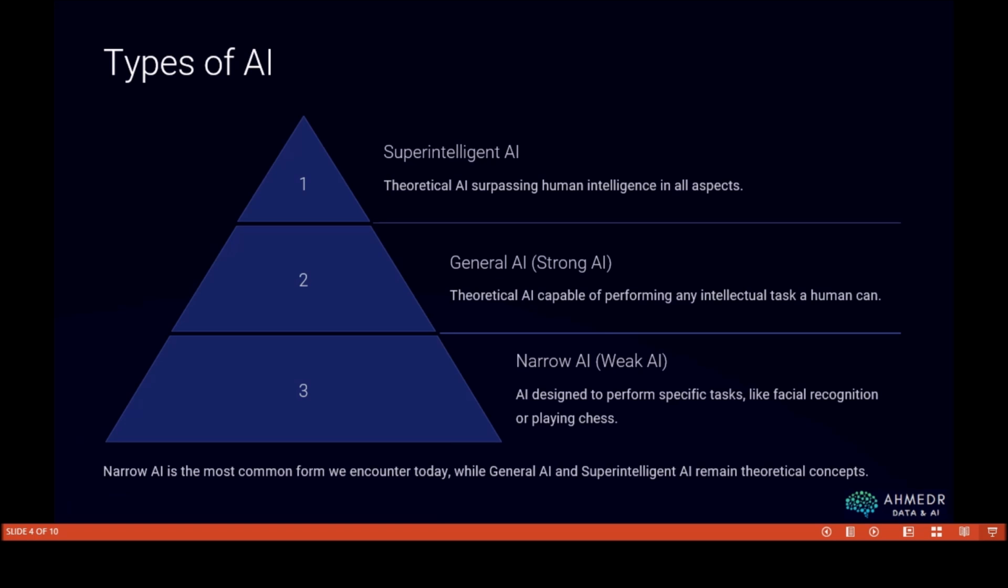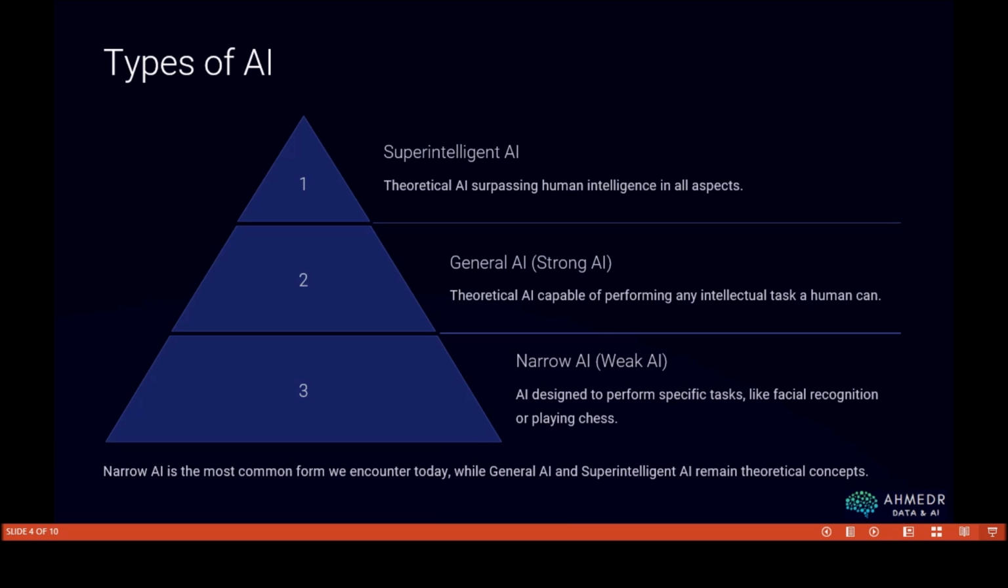General AI is still a concept and refers to AI that can perform any task that humans can. It would be capable of reasoning, learning, and making decisions across a wide range of tasks, just like a human.